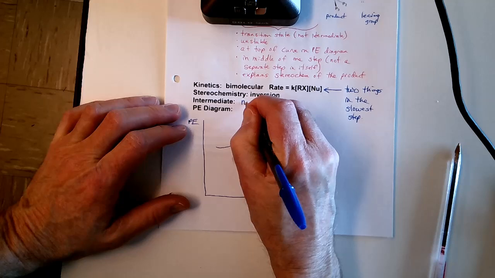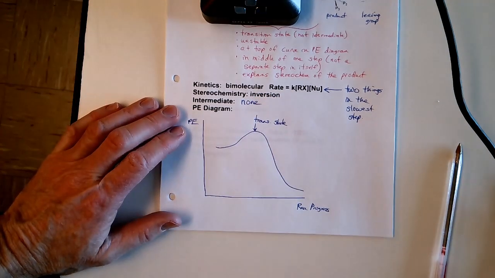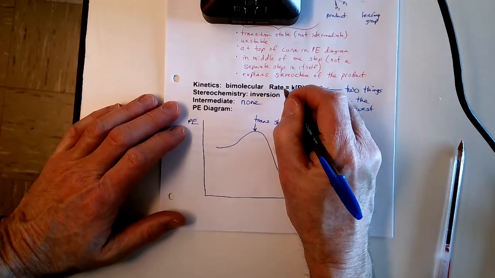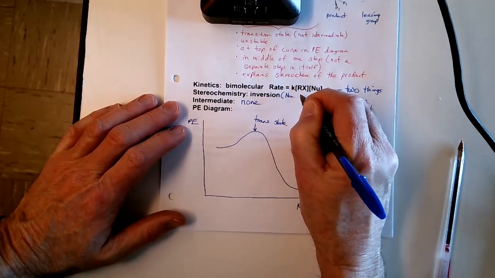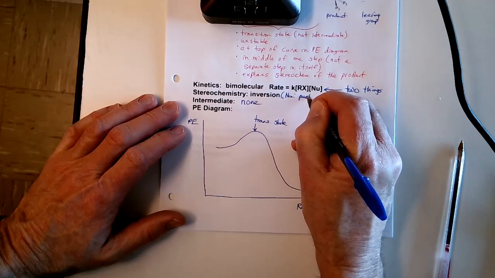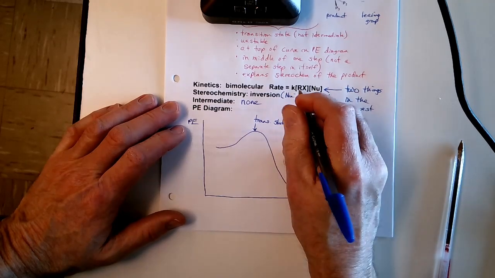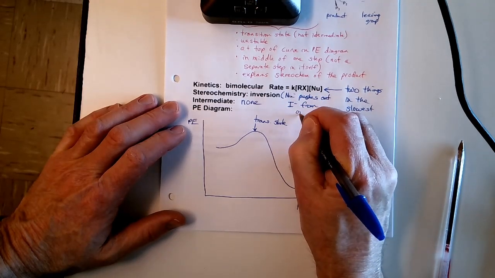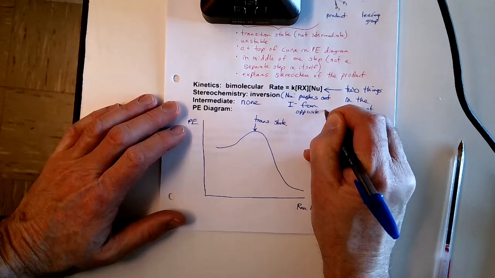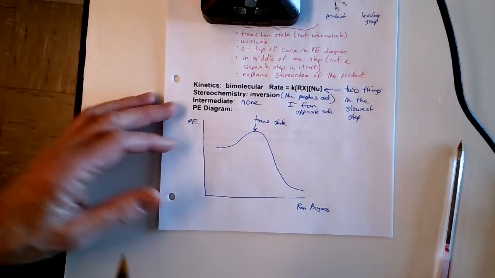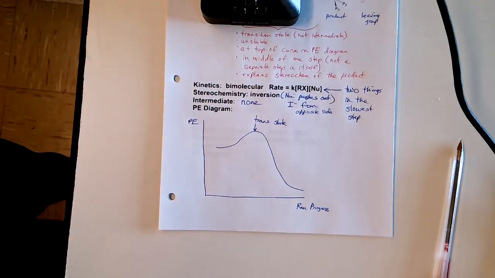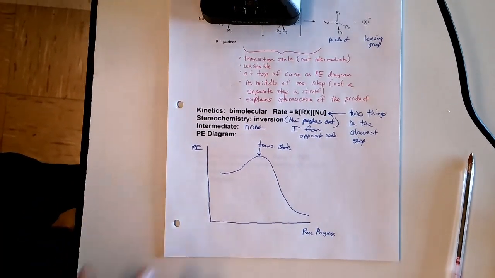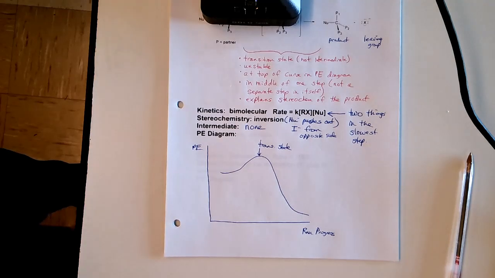As far as an intermediate goes, you got none. The stereochemistry is inversion. Okay, and that's because the nucleophile pushes out I minus from the opposite side. All right, there's a little fact and a little concept built into each one of those spots. Bimolecular, that's why we call it SN2.